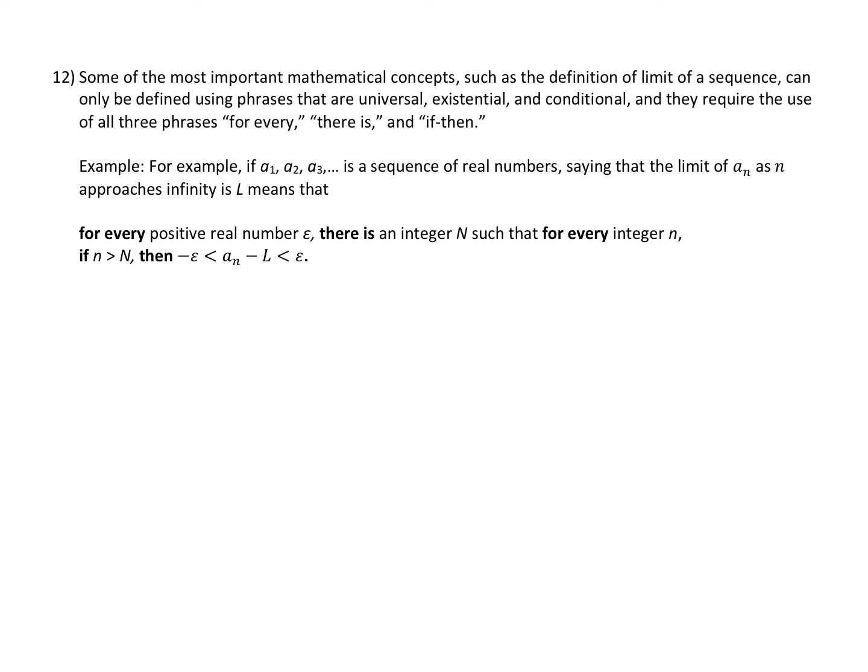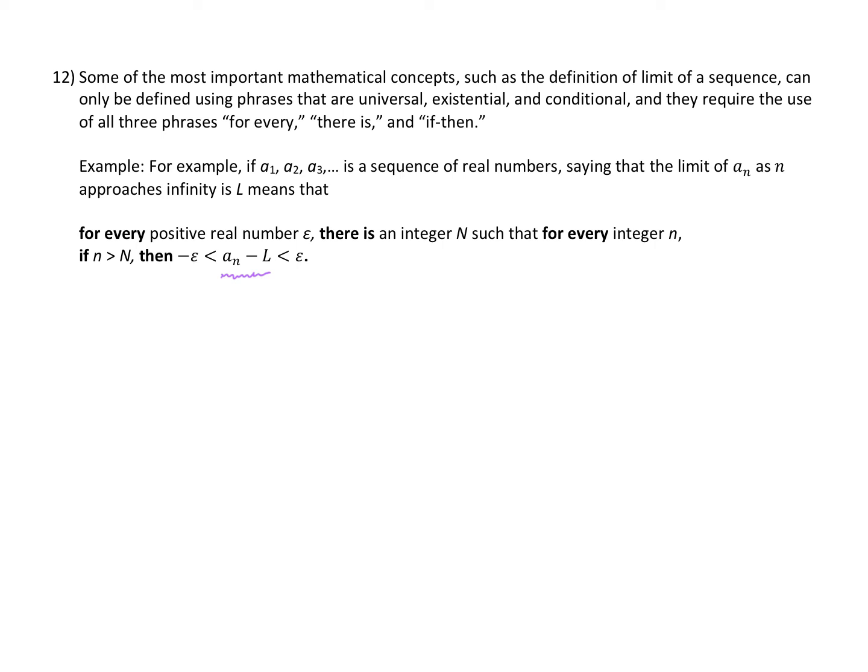It says that if you have a sequence, A1, A2, A3, A4, etc., a sequence of real numbers, if we want to claim that the limit of that sequence, A sub n, as n approaches infinity, is L, if we're claiming that it has some limit L, that means that for every positive real number epsilon, there is an integer capital N, such that for every integer little n, if little n is bigger than capital N, then we can sandwich the difference between the sequence term and the limit between negative epsilon and positive epsilon.